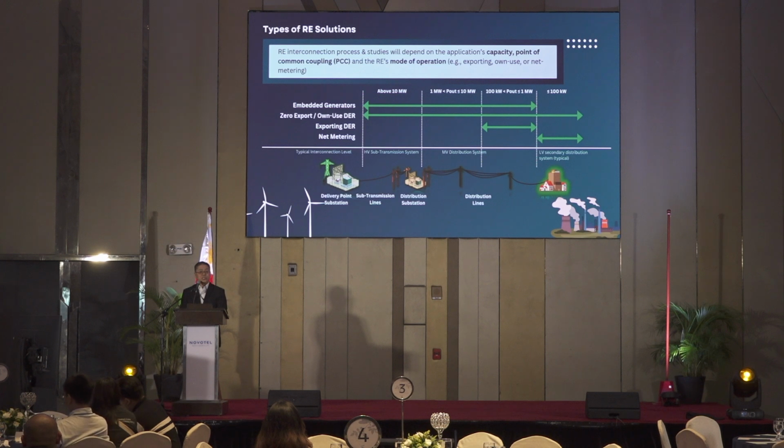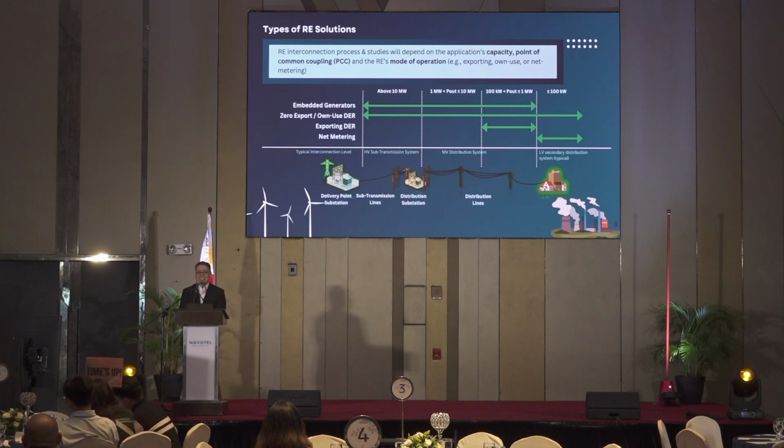Then we have exporting DER or exporting distributed energy resources. In interpretation of the rules set out by the DOE, it's like an expansion or an extension of the net metering program. Whereas the net metering program limits us to capacities below 100 kilowatts, for the exporting DER, it's now from above 100 kilowatts to 1 megawatt. The mode of operation is the same, offsetting one's own consumption as well as selling off the excess to the grid. And then we also have zero export or own use DER.